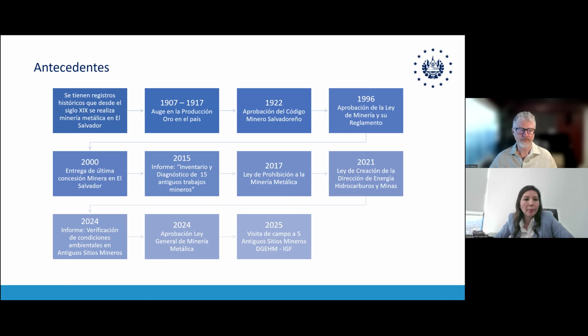And then in 2024, we issued a report verifying the environmental conditions in all mining sites. In December 2024, we passed the Metallic General Mining Act, and now it became possible again to exploit metallic mining in El Salvador. And now in 2025, we did a field visit together with the IGF, and that's why we've taken on the task of working on remediation of the sites. This week, we did that visit.